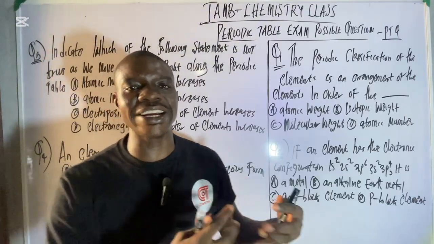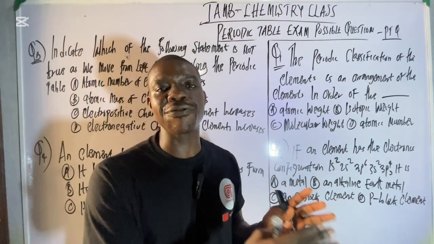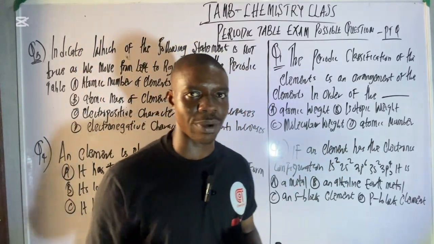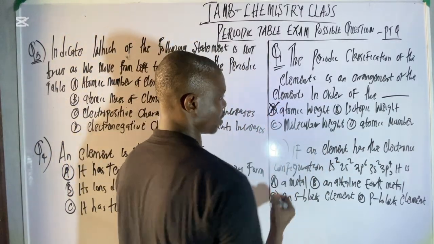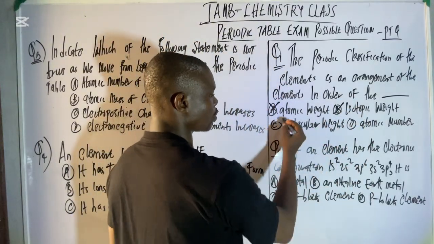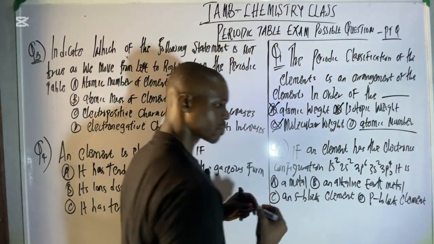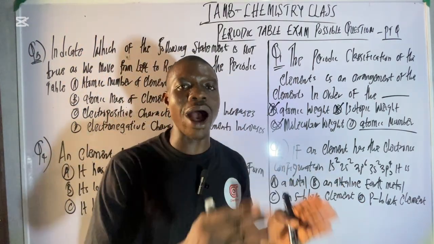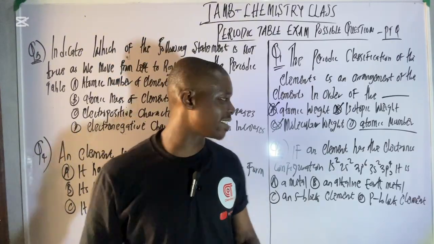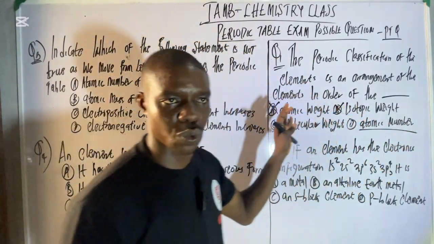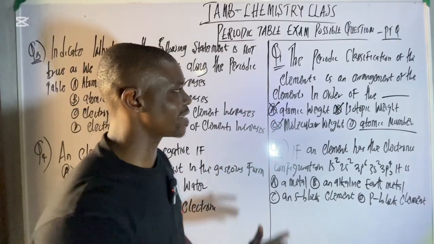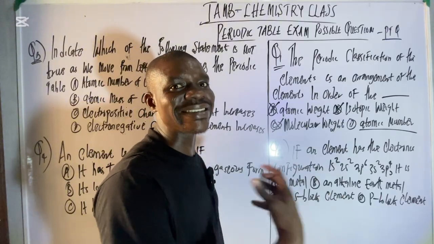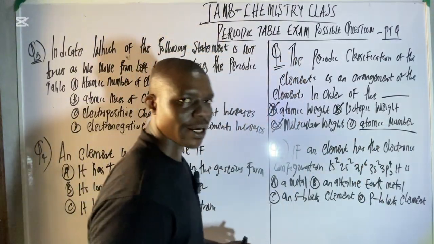So what you use in arranging elements in the periodic table, that make them fall according to their group, is the atomic number. It's not atomic weights, it's not isotopic weights, it's not molecular weights, it is atomic number. That's why you see hydrogen, helium, lithium, beryllium, boron, carbon, nitrogen, all arranged in the fashion of their increasing atomic number, not atomic weights. So this is one thing to pay close attention to. Whenever you see this kind of question in the exam, it's under the periodic law, where elements are arranged in the periodic table in increasing order of their atomic number.